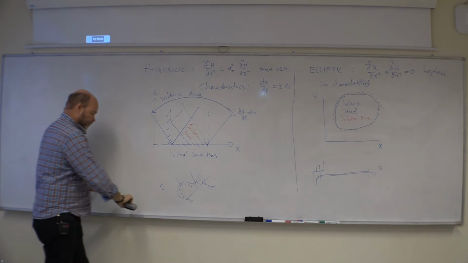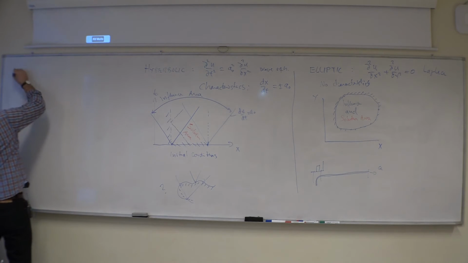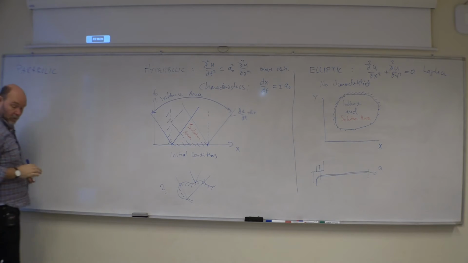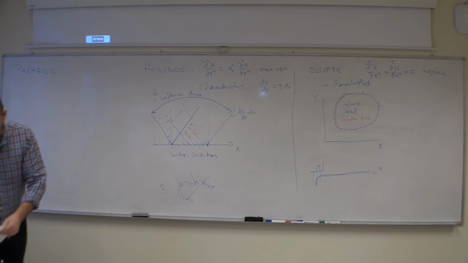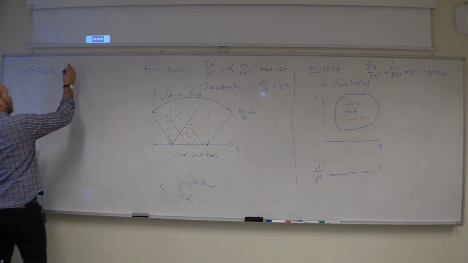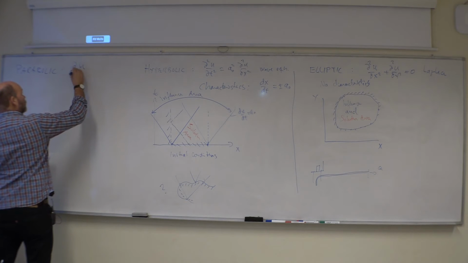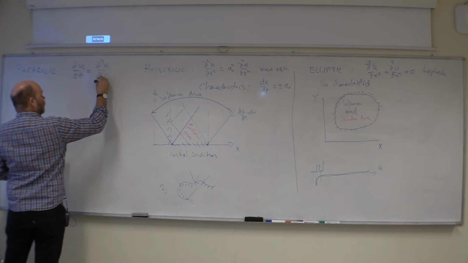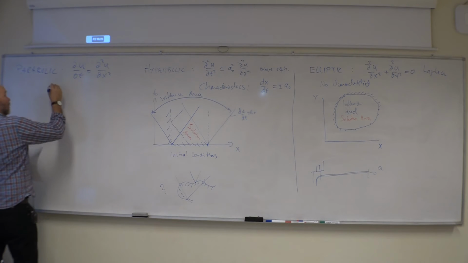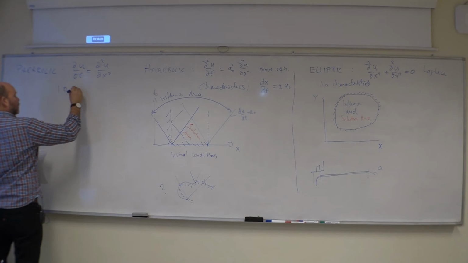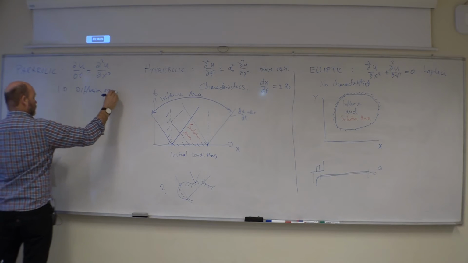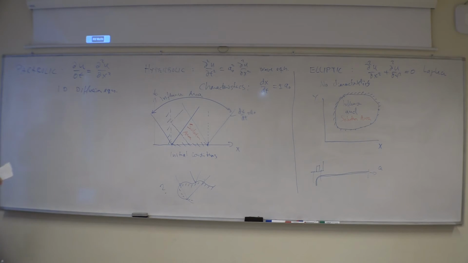The last one, parabolic. Parabolic flow, we use a one-dimensional diffusion equation. Time derivative equals double derivative with space. That's a 1D diffusion equation. Here we have one real characteristic.